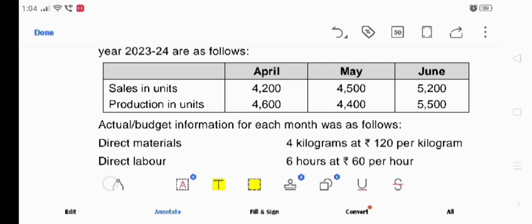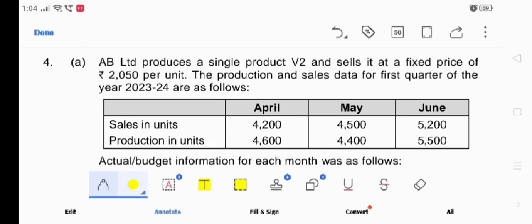What is the price? 2050 per unit. The production and sales data for the first quarter. Okay, first quarter: April, May, June. So the information for the first quarter has been given, like sales and production in units.